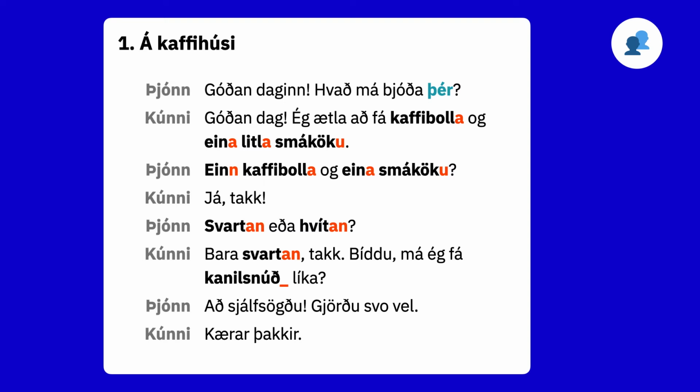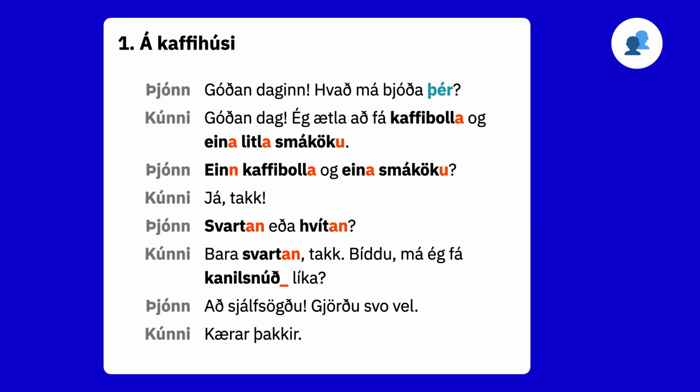This is actually then continued through the next few lines of the conversation, because the waiter, the þjónn, replies, einn kaffibolla og eina smáköku, still in the accusative case, and this is because of the verb fá in the sentence before. So that's actually being carried through.